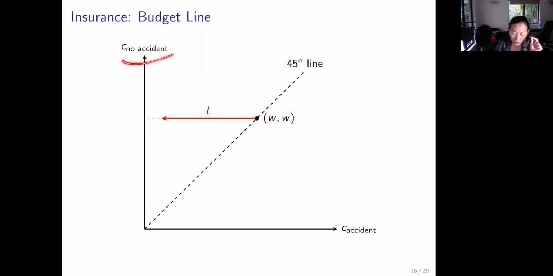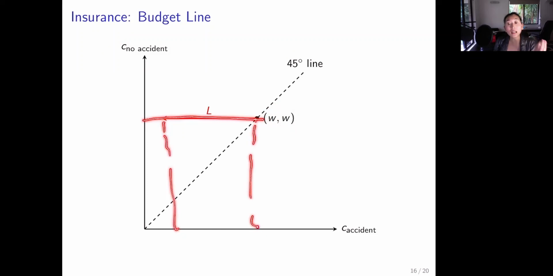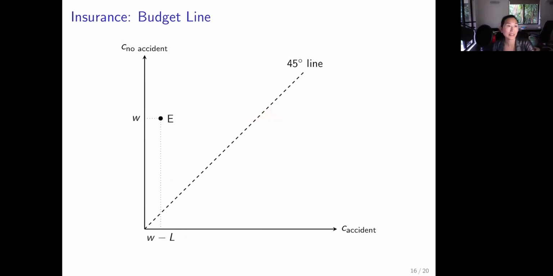And what about no accident? Then you stay at the bill, right? Without accident, you still stay at the bill, but less wealth in the case of accident. So you stay at point E, right? At that point E, you either could have the same wealth, or the wealth less the loss of the accident.